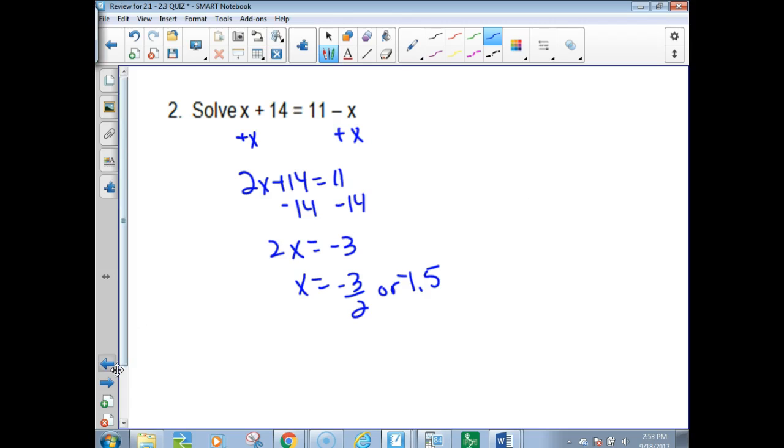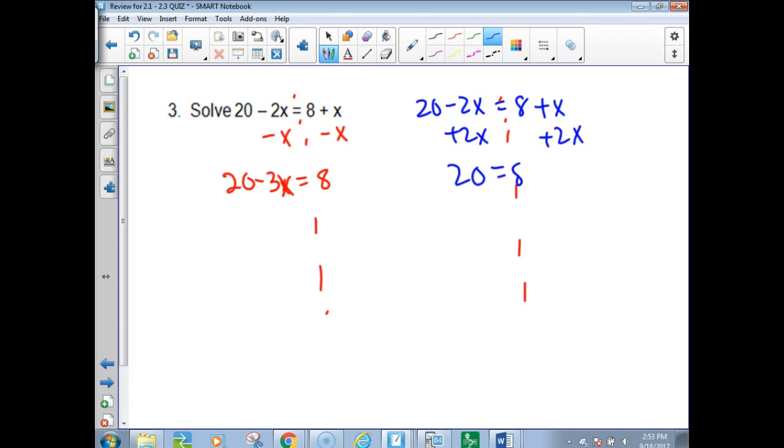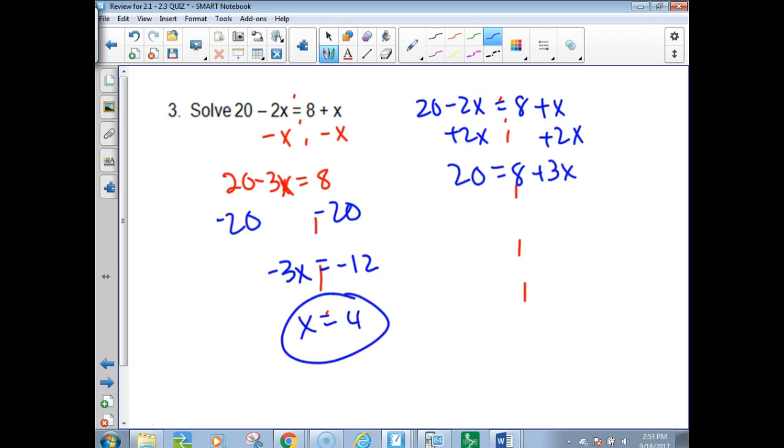Okay, number 3. I wrote it both ways, again, because some students probably added 2x and some probably subtracted an x. If you subtracted x, you would have 20 minus 3x equals 8. And then here's where we start making mistakes. If you had added 2x on this instead, you would have 20 equals 8 plus 3x. And now on the first method, you'd have to subtract 20. And here's where the sign errors come into play. Negative 3 times x equals negative 12. You would divide by negative 3 and get positive 4. If you have something other than positive 4, you had a boo-boo in there.